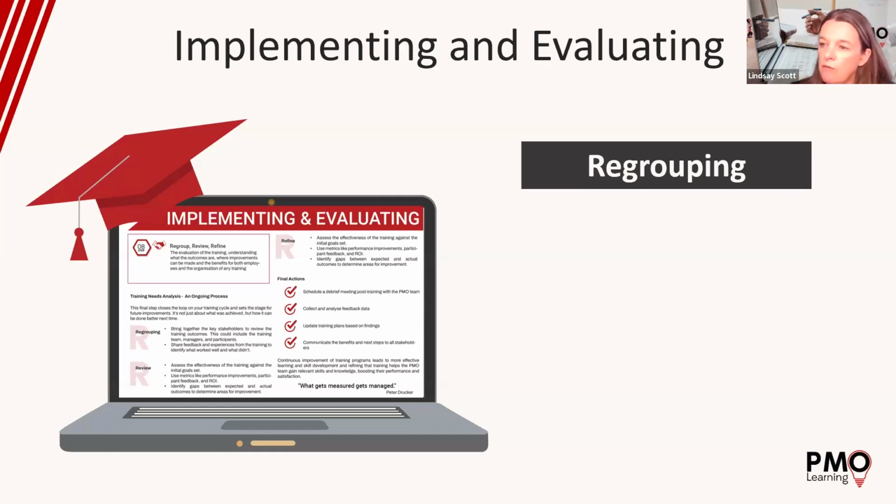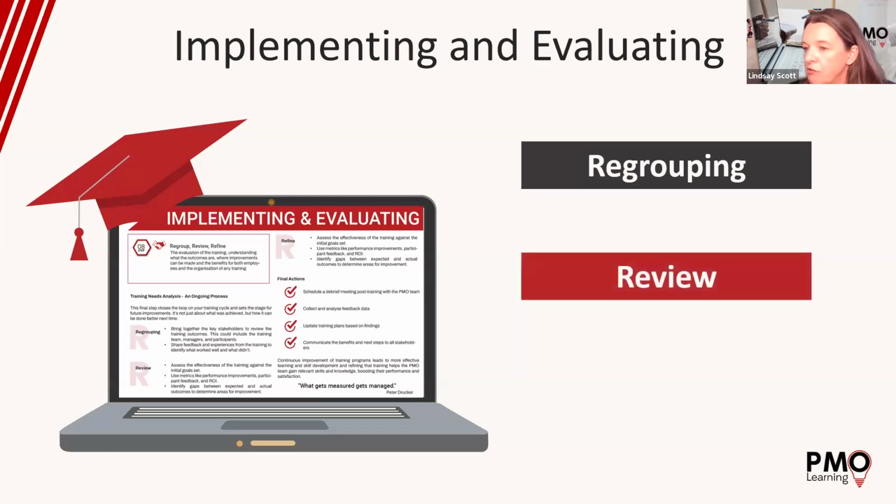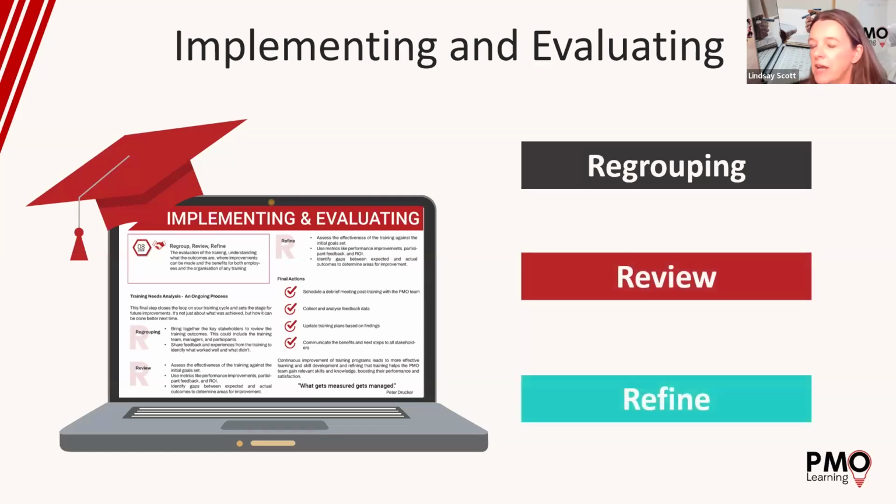Actually now all of that needs to come back in terms of having a regroup about, has it actually done what it is that we wanted it to do? Regrouping, reviewing, and then of course we go again, because we want to be able to refine what we're doing in terms of the process. So again, it's just a really nice process.